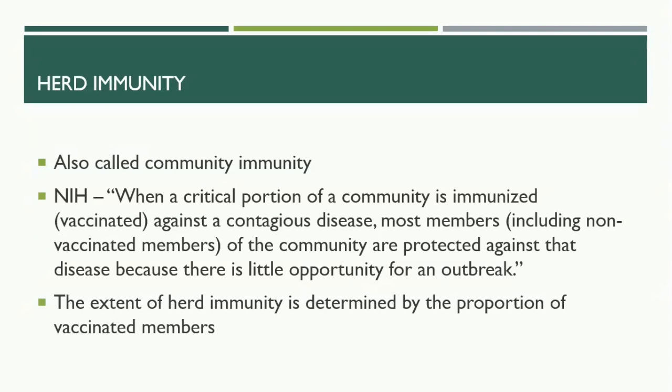Herd immunity, or community immunity, is an important aspect of human health and a big reason for widespread vaccination. The NIH defines herd immunity as when a critical portion of the community is immunized against a contagious disease. Most members, including non-vaccinated members of the community, are protected against that disease because there is little opportunity for an outbreak. In other words, the more people that are vaccinated, the less risk there is of anyone getting the contagious disease and becoming infectious. The extent of herd immunity depends on the proportion of vaccinated members in a group.